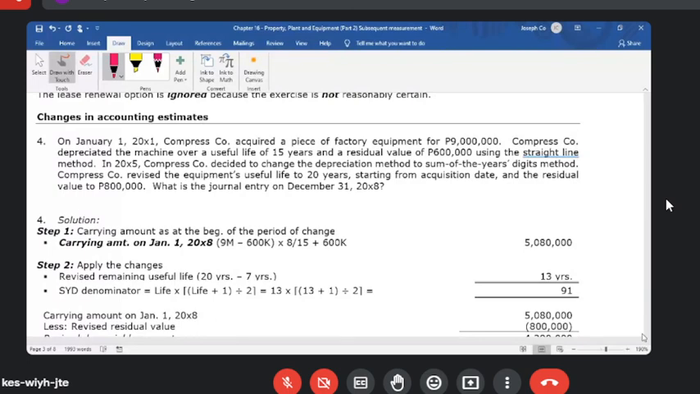Compress Company acquired a piece of factory equipment for 9 million. Compress Company depreciated the machine over the useful life of 15 years and residual value of 600,000 using the straight line method. In 20x5, Compress Company decided to change the depreciation method to SYD, and then it revised the useful life to 20 years starting from acquisition date and the residual value to 800,000.